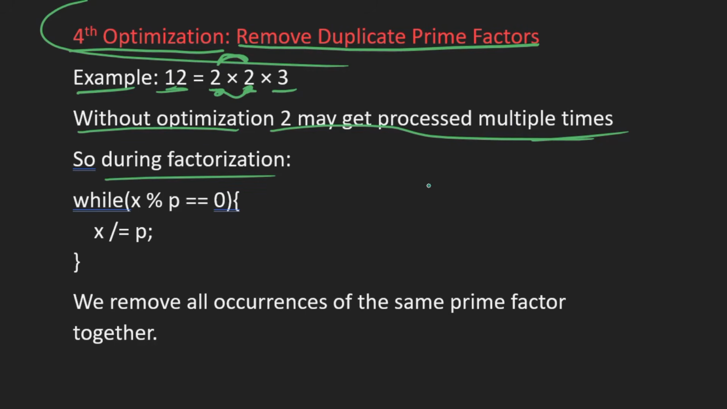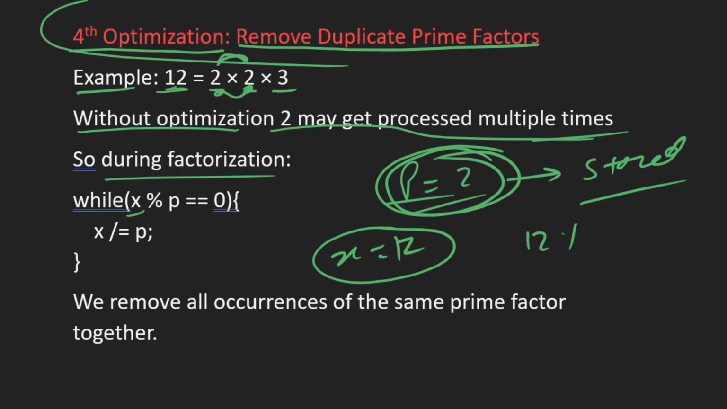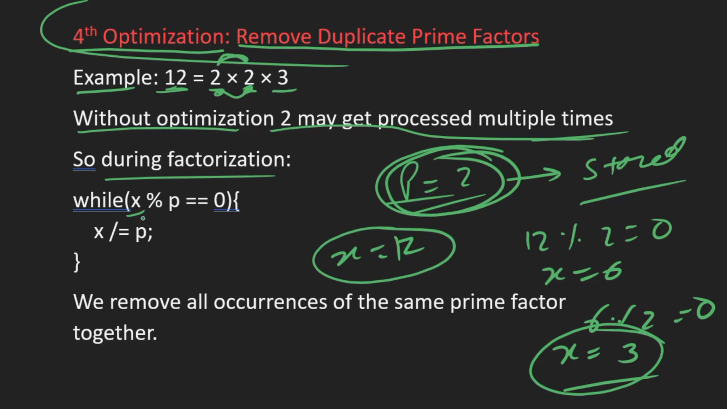So during factorization, when we get prime p equal to 2, we have stored it, then we divide the number x, which is 12, by this prime number until it is no longer divisible. So 12 modulo 2 is 0, then x will become 6. Again 6 modulo 2 is 0, so x will become 3. Now 3 modulo 2 is not 0, so we stop.